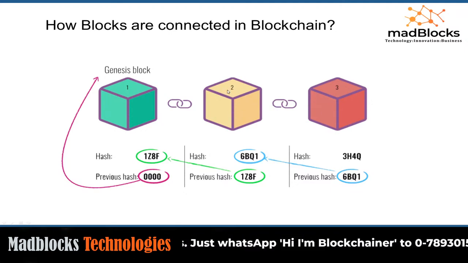But when I update block 2 data, then the hash will be changed. Then what will happen? This chain will be disconnected. If this chain is disconnected, then that is a malicious blockchain. So when the chain is disconnected, we cannot add any block to that.